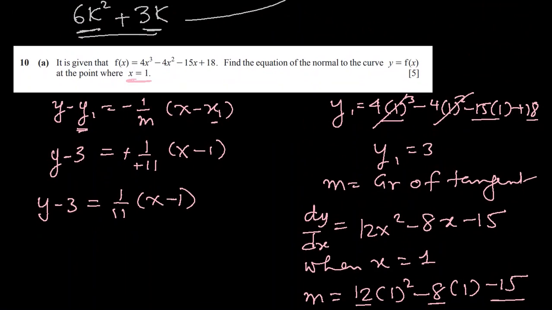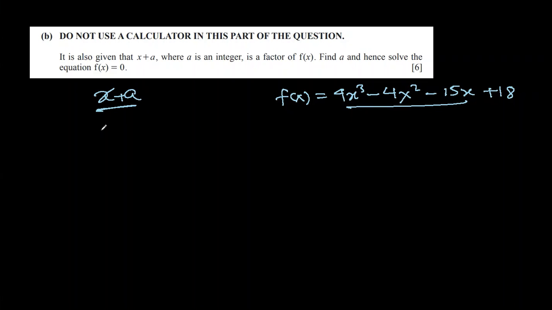Next part, do not use a calculator in this part. It is also given that x plus a is a factor of f(x), the one which is given up. What was that? f(x) is 4x cubed minus 4x squared minus 15x plus 18. This is a factor of this.